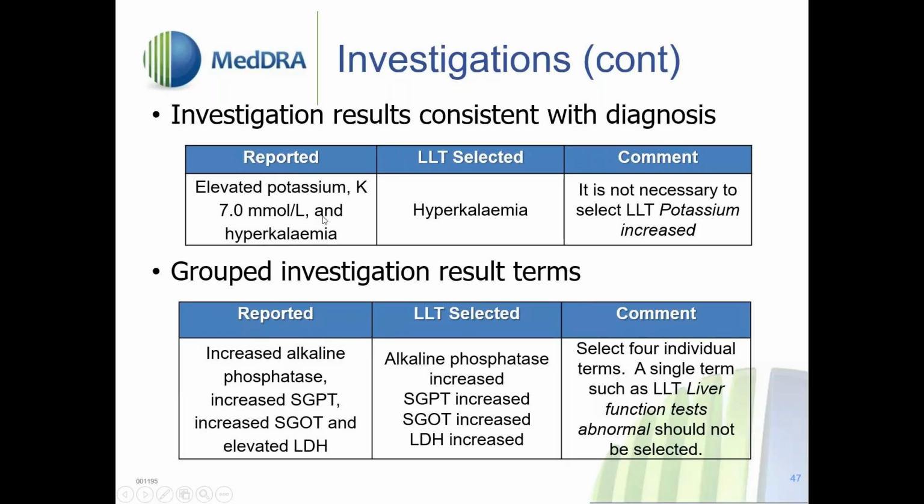But when would splitting of investigational results become necessary? Let's have a look at the second example here, where 4 different abnormal liver function test results are reported. Increased alkaline phosphatase, increased SGPT, increased SGOT, and elevated LDH. Remember the fundamental principle MedDRA coding rule. Code as reported, so do not omit parts of the reported events. Do not lump these reported findings under one LLT, like for instance, liver function tests abnormal, but split and code each of the specific reported findings separately.